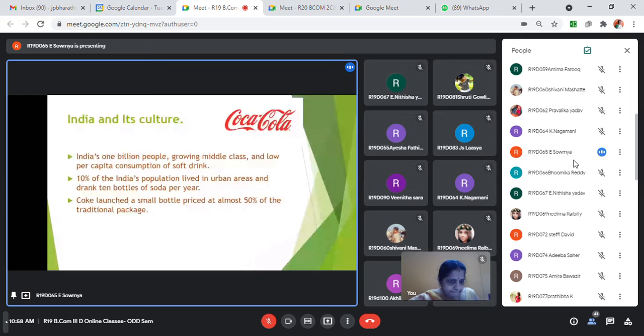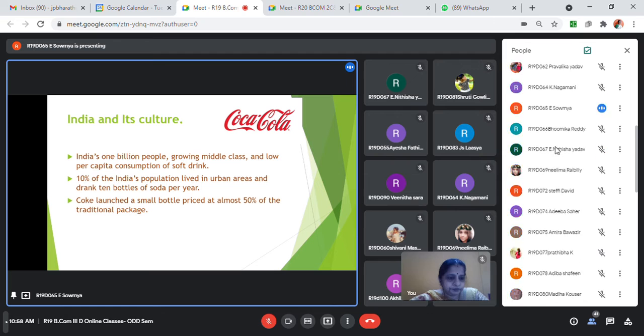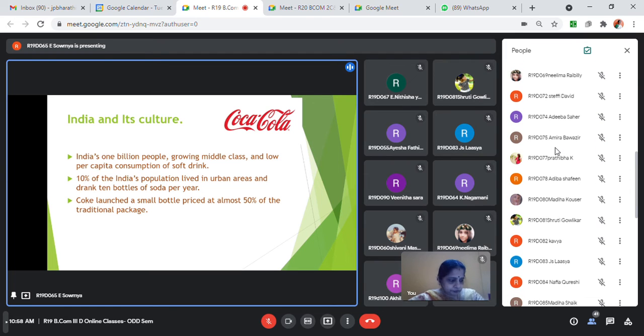India and its culture on Coca-Cola. India's 1 billion people, growing middle class, and low per capita consumption of soft drinks. 10% of India's population lived in urban areas and drank 10 bottles of soda per year. Coke launched a small bottle priced at almost 50% of the traditional package.